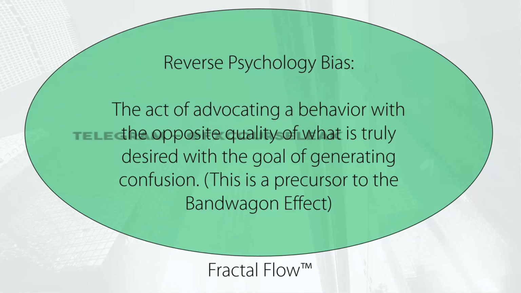Back to the reverse psychology bias, let's try to break down this idea in conceptual terms first. Reverse psychology advocates a certain behavior with the opposite quality of what is desired, with the goal of making someone else act in the way it is truly desired. In other words, market makers make use of reverse psychology to make retail traders believe the market is going to go up, for example, but in reality, market makers want the market to go down. The opposite is also true, of course.